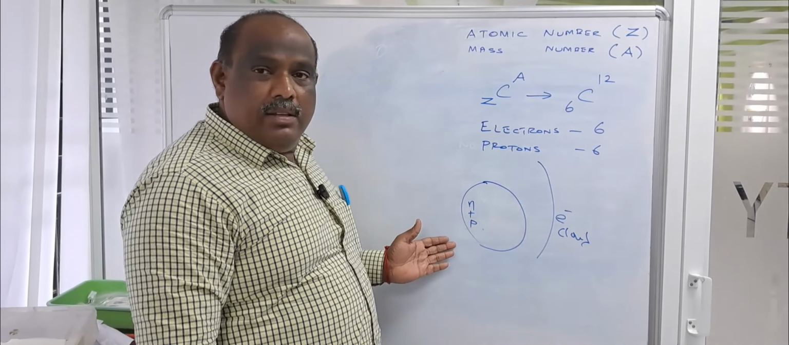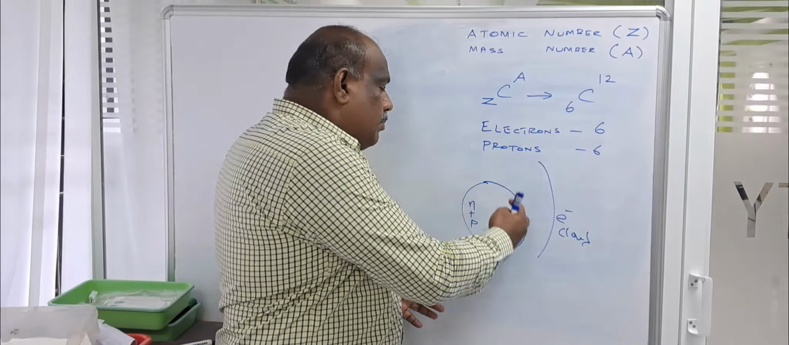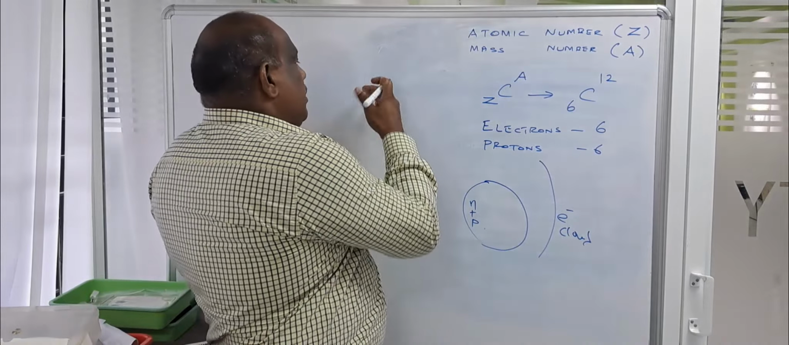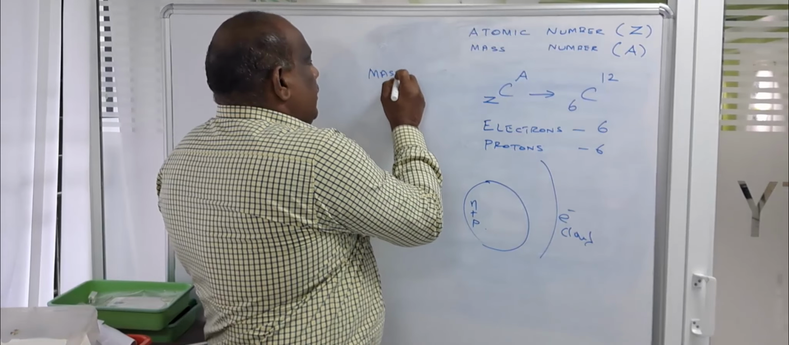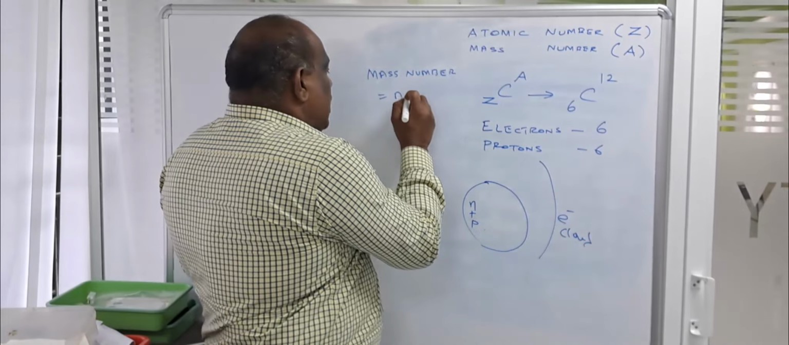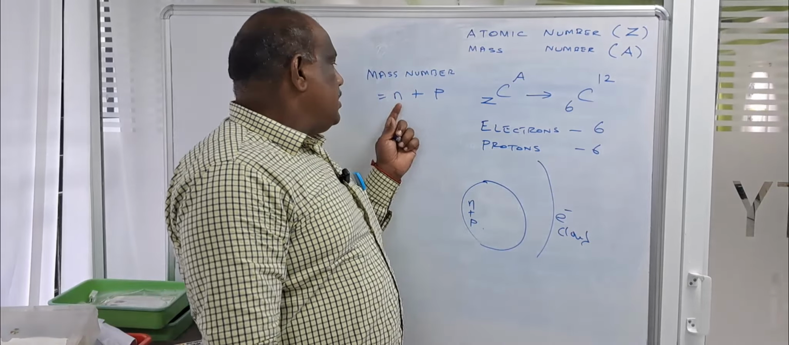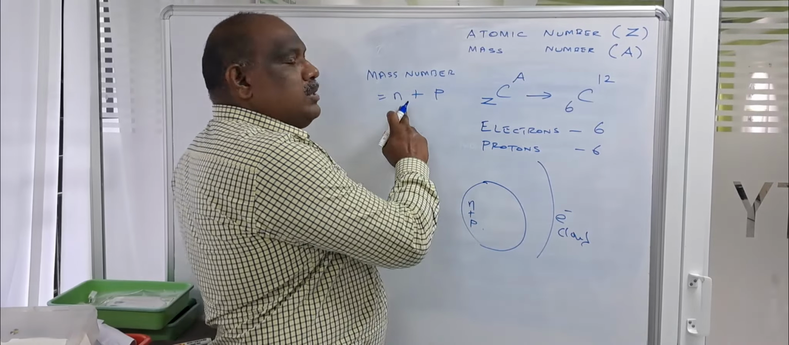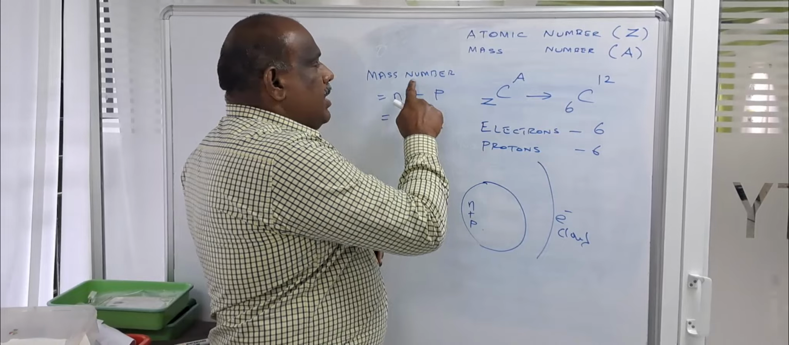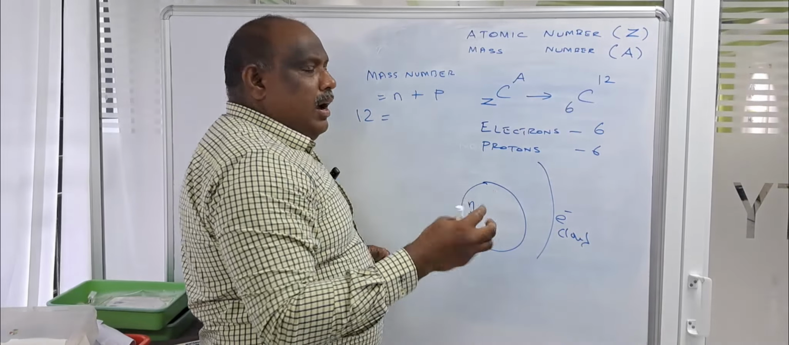So what is the mass number? Whatever is contributed by the nucleus is called the mass number. So the mass number is defined as the number of neutrons plus the number of protons. We know the mass number of carbon is 12. How do we know? We will come to that later.